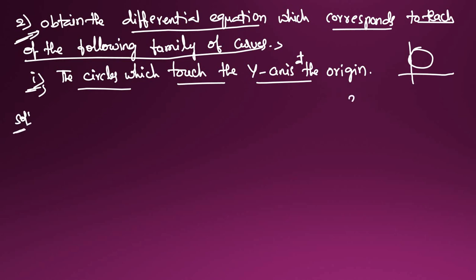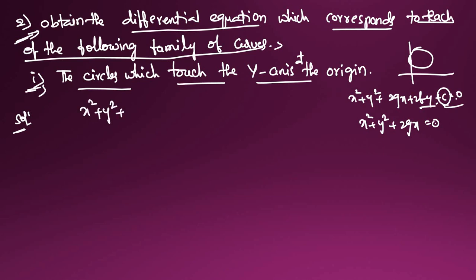What is the circle formula? The general equation of a circle is x square plus y square plus 2gx plus 2fy plus c is equal to 0. In this, f is equal to 0, so it will become x square plus y square plus 2gx is equal to 0. The constant we will take later.